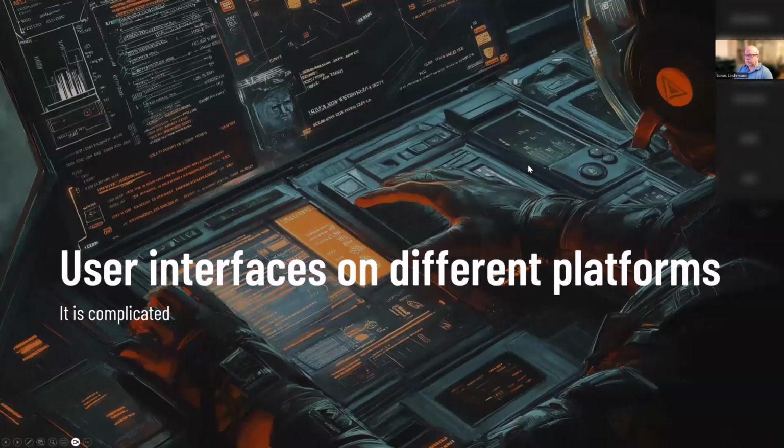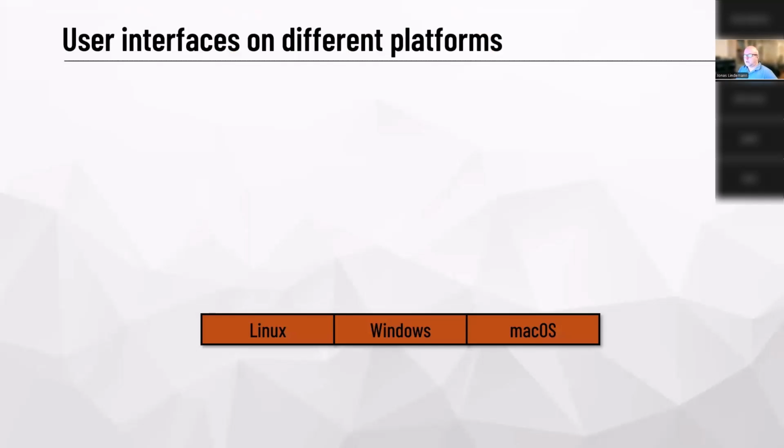So if we start with user interfaces on many platforms, it's a kind of common appearance today. When we have user interfaces, we need to implement them on Mac, on Windows, on a Linux machine. And doing this in a platform neutral way is a bit hard. If you look at the platforms we have today, we have Linux, we have Windows, we have Mac OS, and all of them have their own ways of implementing the user interfaces.